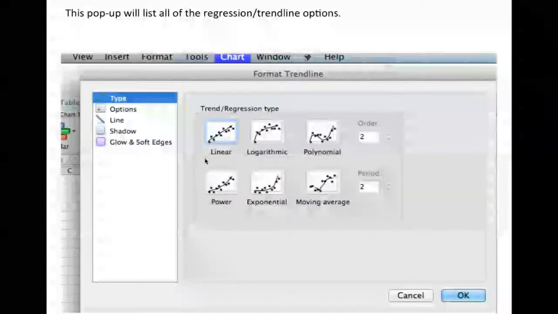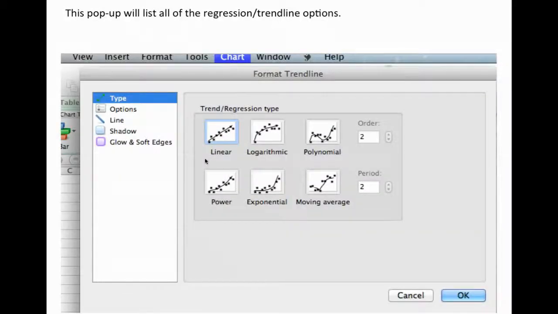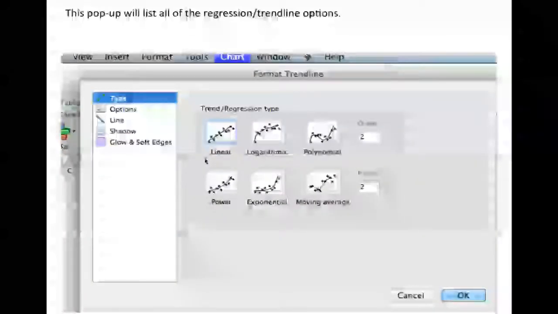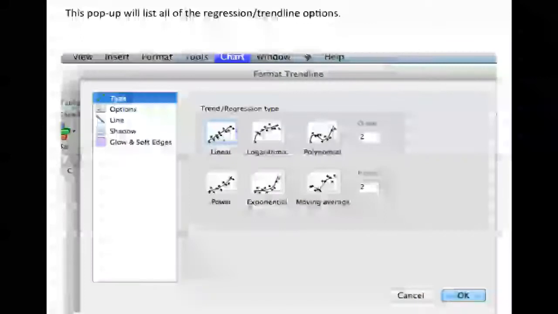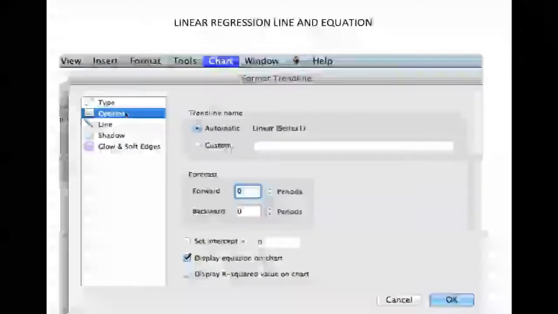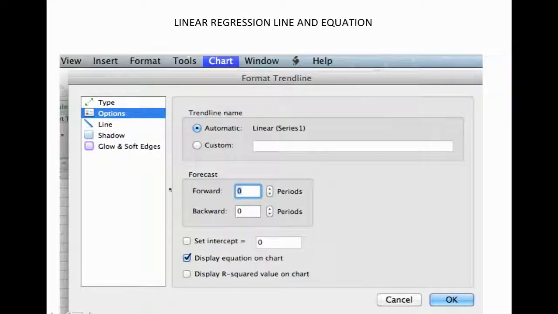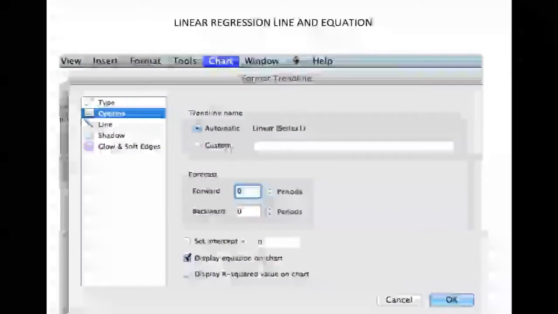Now, there's lots of trend lines. As a matter of fact, the word line is a little deceiving because some of those trends could be trend curves. But for our purposes right now, we're going to do linear, which is a trend line. So I come over here under options and I click linear. Then I go to options and I want the graph of this trend line displayed for us, so I'm going to click display equation on the chart.